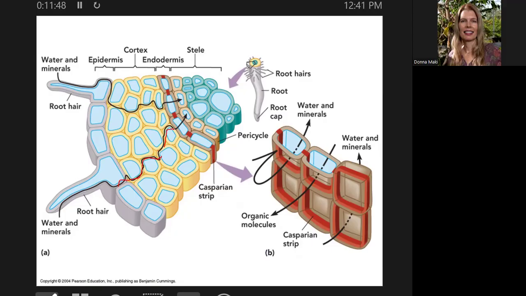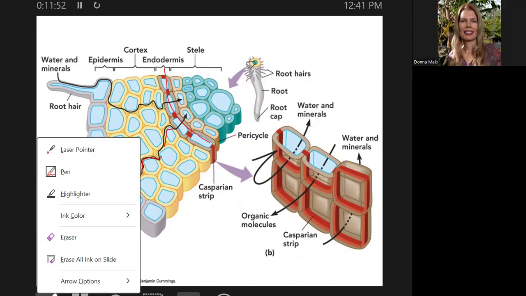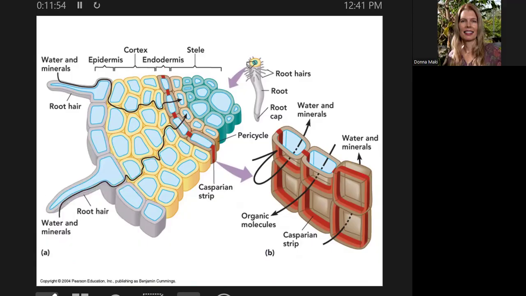And then the Casparian strip, so the endodermis, they've blown up and they're showing it on the right. And you can see these bands, the red bands like that. That's the Casparian strip. So I think of like a UPS box, if you put a rubber band around it. It's kind of that idea.